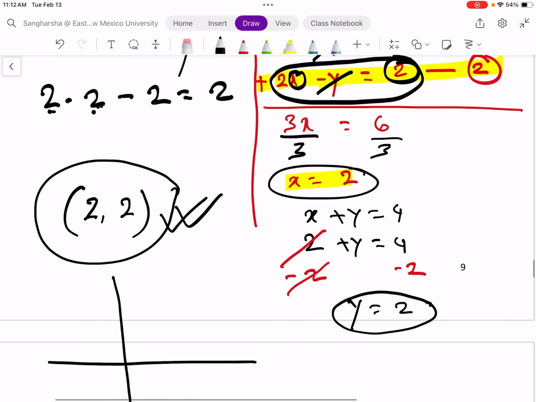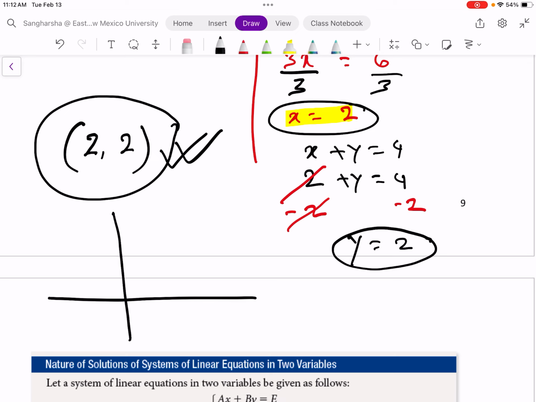Now, okay, so we have this 2 and 2 point. So it means these are not the correct graph, but here the solution is the point. Okay, so this point is 2, 2. So the solution for the system of linear equations is the point where the lines intersect.